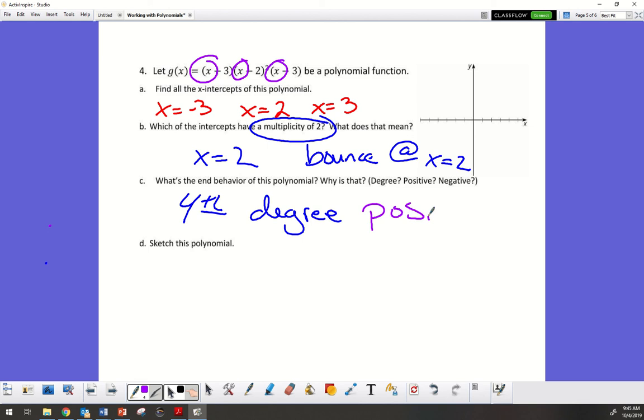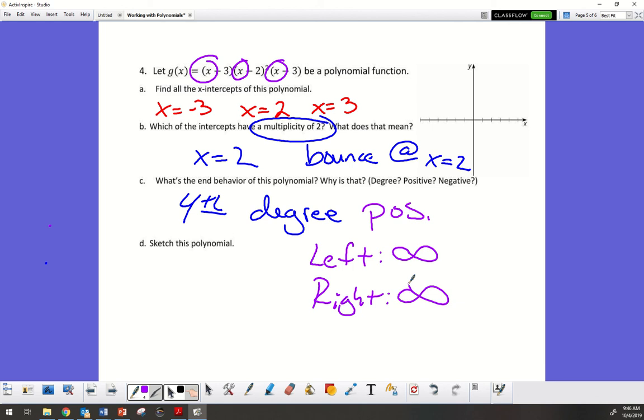So we know, because of that, if it's positive 4th degree, the left side goes where? It goes positive infinity, right? 4th degree is like this. It goes positive infinity. And the right side? Positive infinity also. And my next one says sketch it.